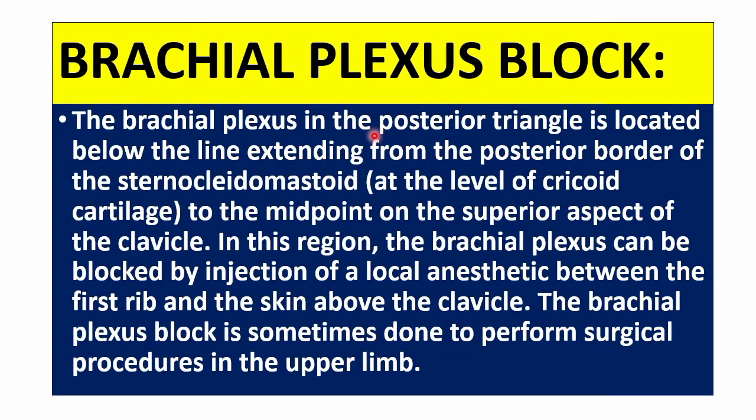Brachial plexus block. The brachial plexus in the posterior triangle is located below the line extending from the posterior border of the sternocleidomastoid muscle at the level of the subclavian triangle. In this region, the brachial plexus can be blocked by injection of a local anesthetic between the first rib and the skin above the clavicle. The brachial plexus block is sometimes done to perform surgical procedures in the upper limb.